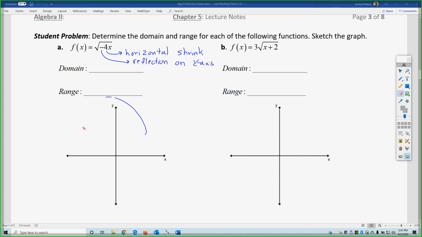Okay, so let's take a second here. So our typical square root looks like this, right? But we shrunk it, so it's just going to look like this, which is not really a big deal. Then reflected on the y-axis, we're just really going the other direction. So the reality is this is our graph, right?